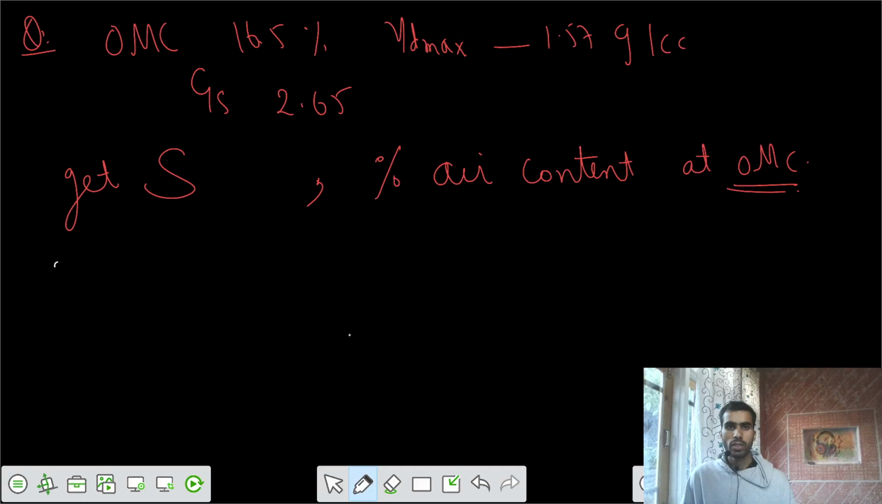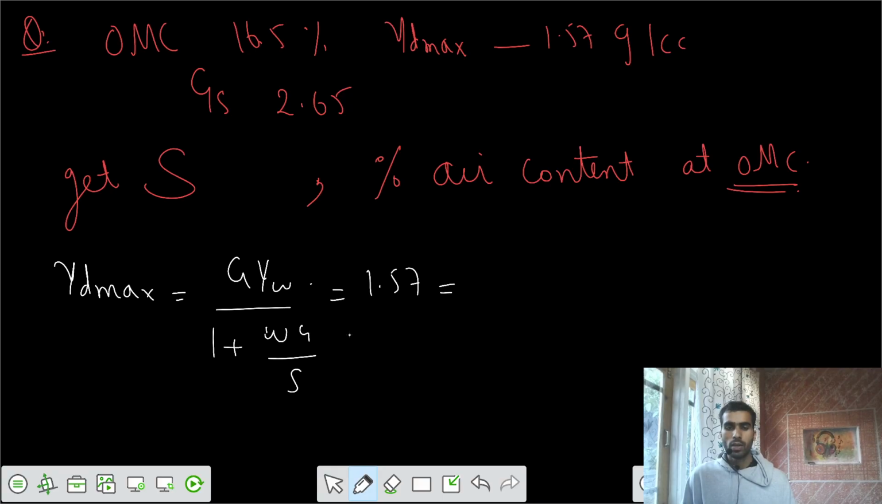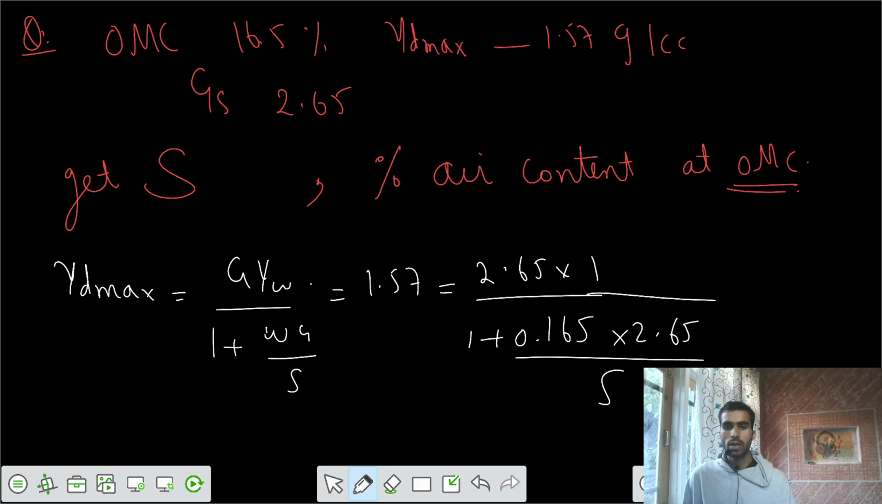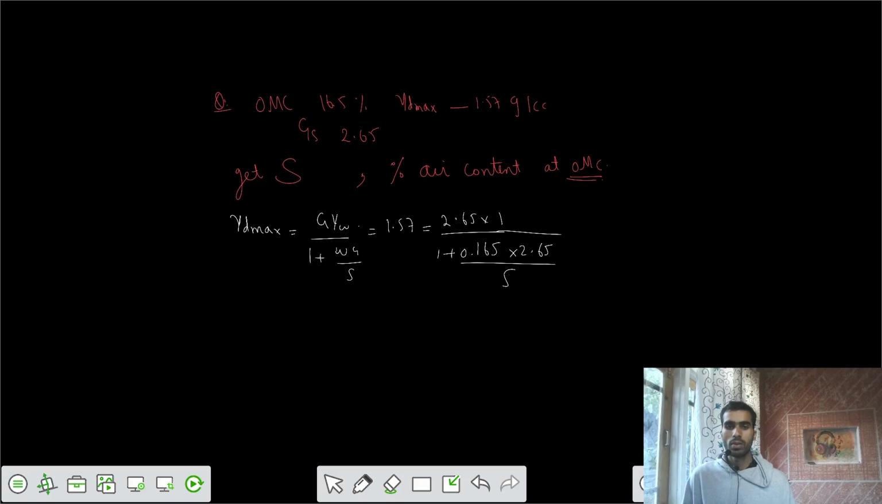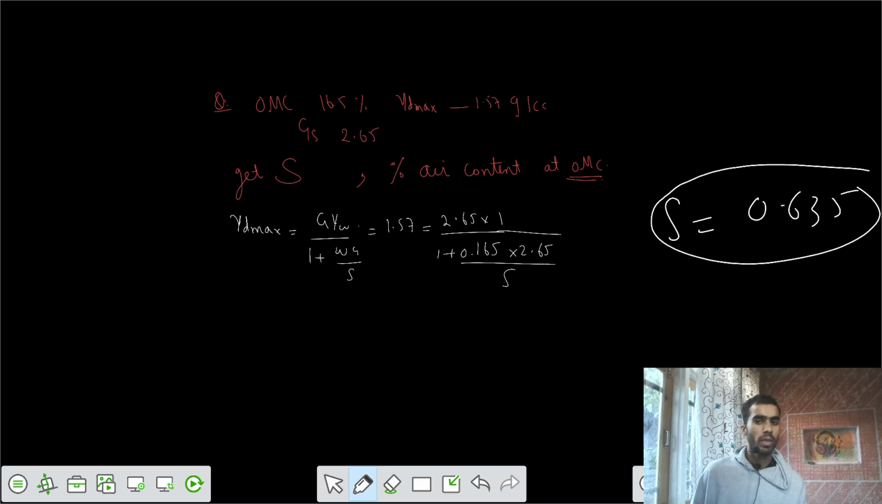So at this water content, we need to calculate the degree of saturation. Let's say we have the equation gamma D max equals G gamma W by 1 plus e, that's actually WG by S. So for this value, 1.57 equals 2.65 times 1 divided by 1 plus water content of 0.165 times 2.65 divided by S. So get the value of S. Saturation is 0.635, 63.5%. Second one is the air content, percentage air content.